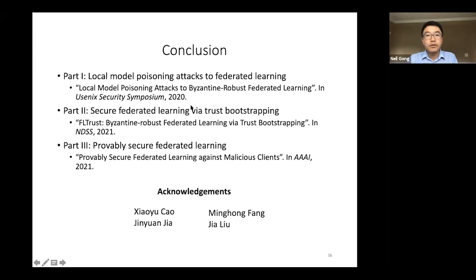Let me see. I think the Q&A has two more questions. One question: does the bounded number of malicious clients determine the probable security level M star? Yes, exactly. Actually, I should make it more clear. For any number of malicious clients, we can derive the certified security level M star. But if the number of malicious clients is larger than some threshold, the M star will become basically 0.